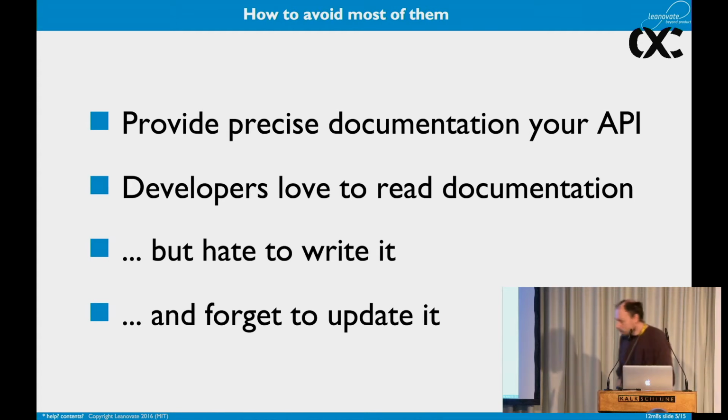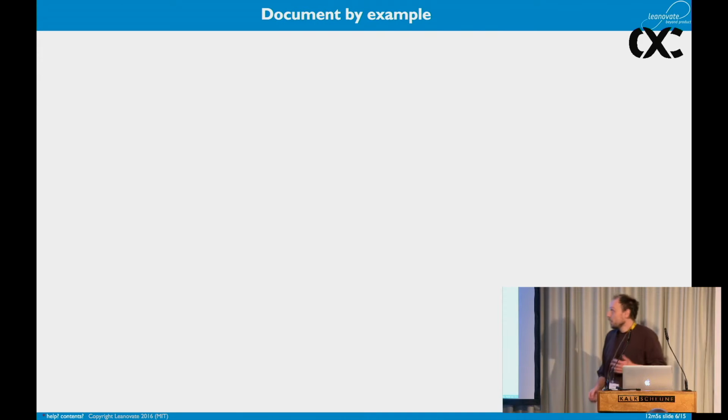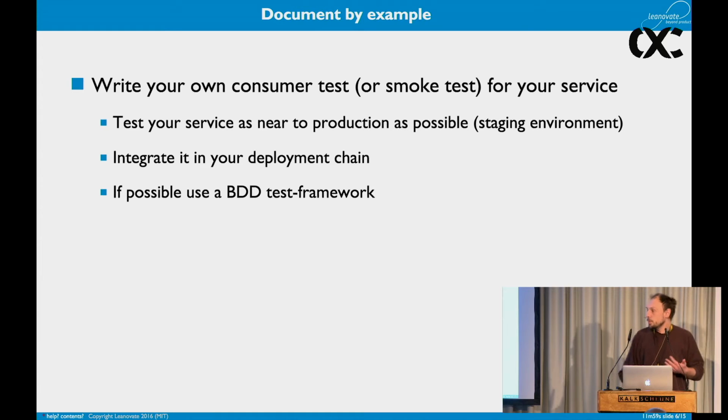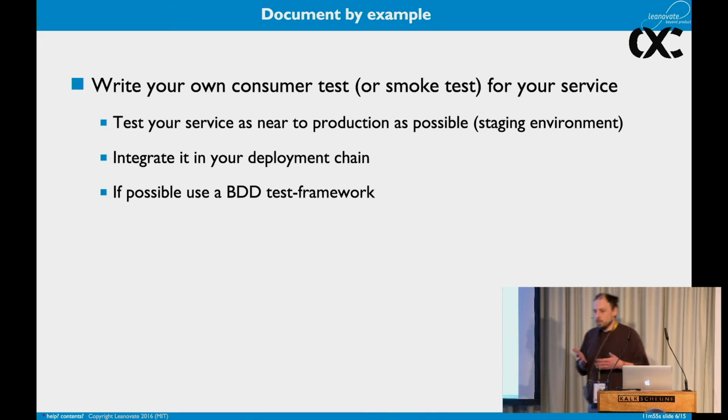So, how can we address this problem? Well, the first thing you can do is document your API by example, which is very simple. You probably have your build chain, and you write some kind of smoke test or component test, which you actually have in your build chain. Everyone should have something to test if your service is deployed correctly in your staging environment.